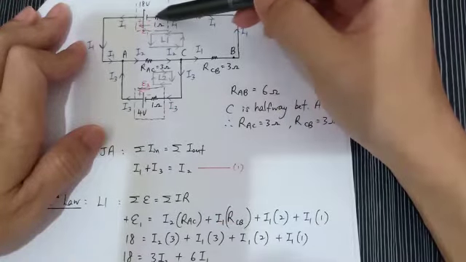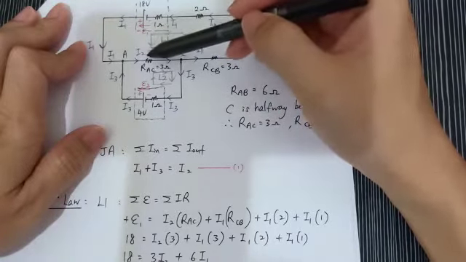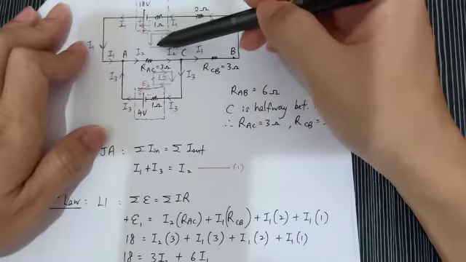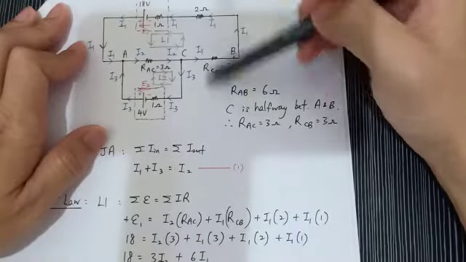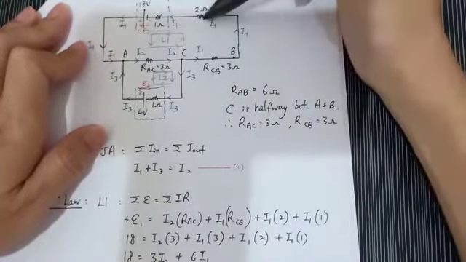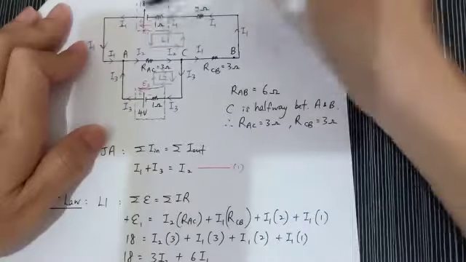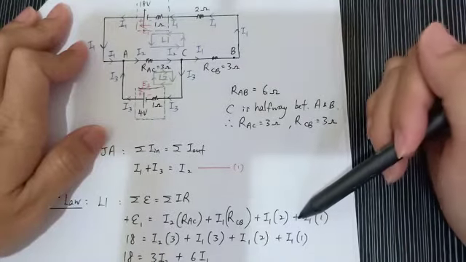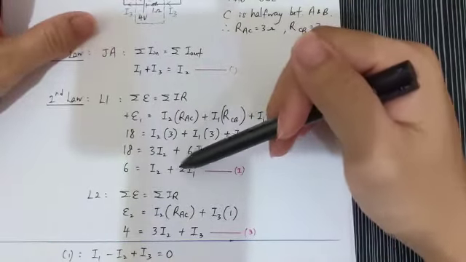Now resistance AC: the current passing through is I2, so I2 times RAC, and I2 is in the same direction as the loop, so positive. For RCB, current I1 is in the same direction, so positive. The 2 ohm, current I1, also positive. The 1 ohm internal resistance, current I1, also positive. So we get a new formula: 6 equals I2 plus 2 I1.